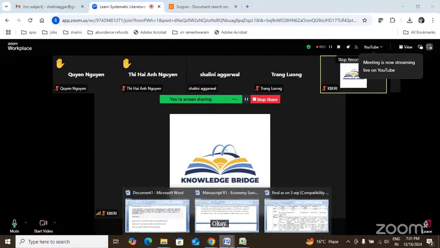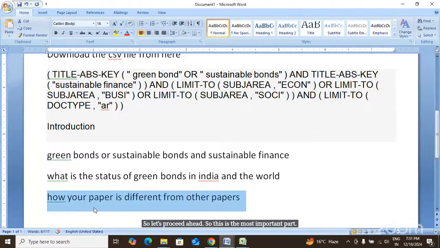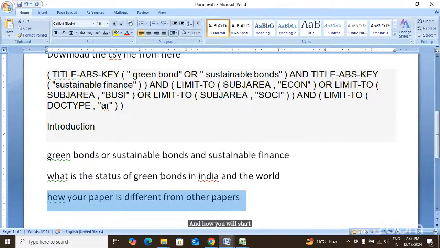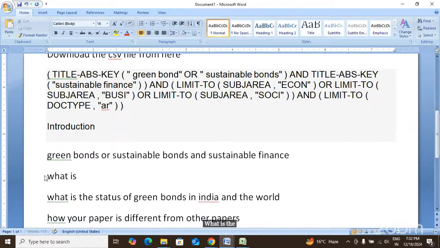So this is the most important part. This part should always be a part of the introduction of your paper. Please remember, this is the most important part of your study, and it should be a part of the introduction as well. And how you will start with it, like you can start with the status of green bonds in India and the world, why it is useful, what is the usefulness of it.